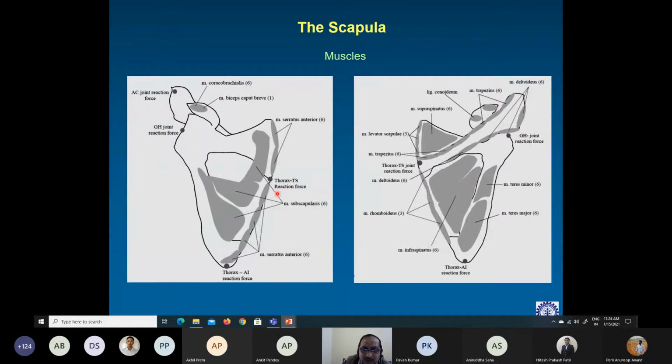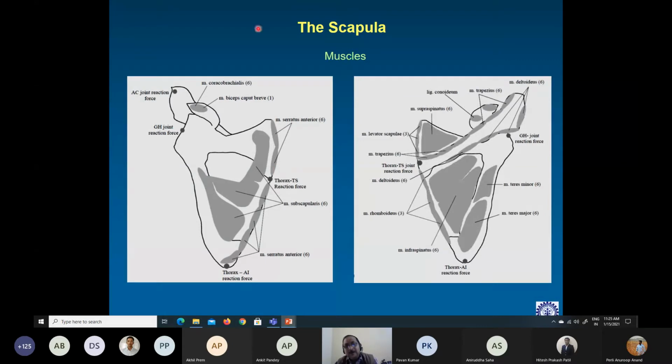I will discuss a little later that the connection between the scapula and the thoracic cage is represented by 2 points. As you can see, this area is known as trigonum spinae. So the connection is the thorax trigonum spinae reaction force, and this area of the scapula is known as the angulus inferior. So thorax AI reaction force. Basically, they are reaction forces of the connection between the scapula and the scapulothoracic guiding plane.